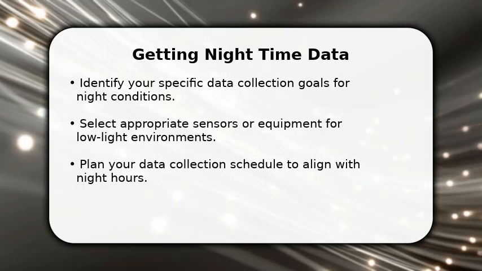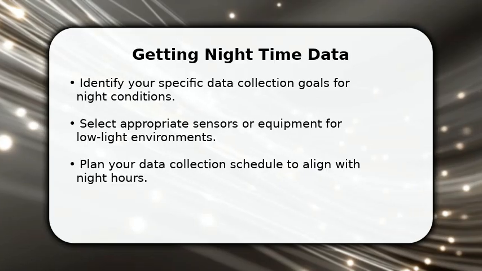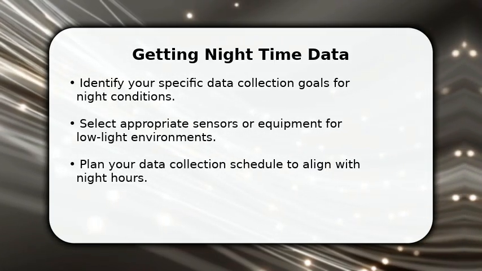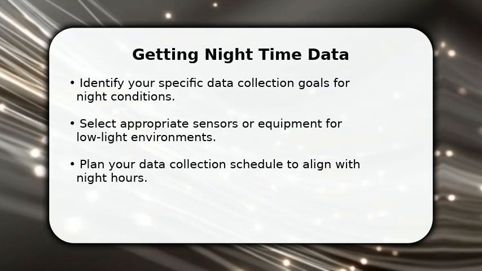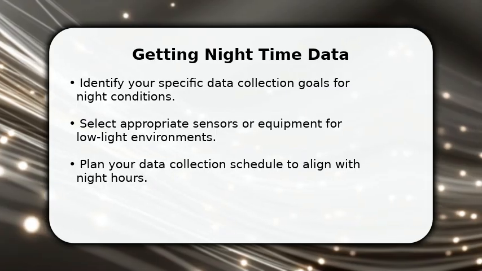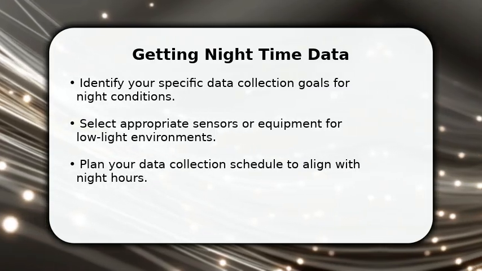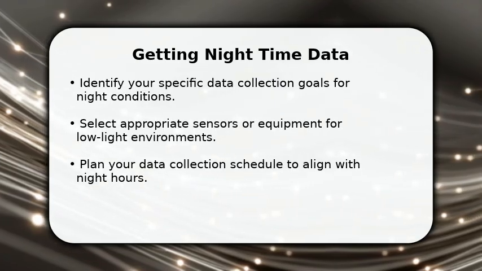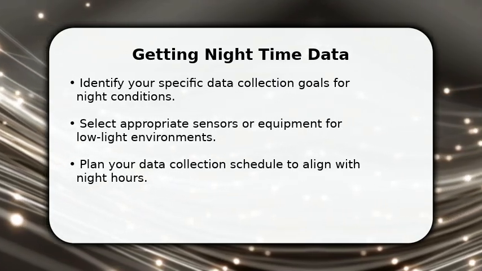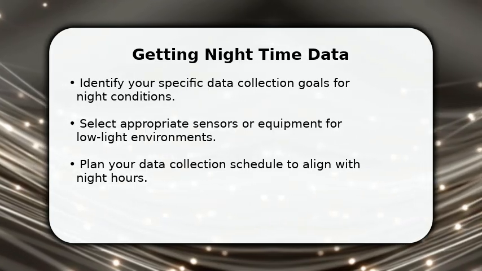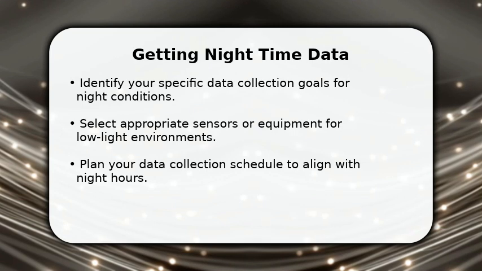In this video, I will explain how to get nighttime data. First, clearly define what information you need to gather during the night. This helps in choosing the right tools and methods. Next, select specialized equipment designed for low light or darkness, such as infrared cameras or sensitive light meters. Finally, establish a precise schedule for your data collection to ensure you capture information exclusively during the desired nighttime periods.